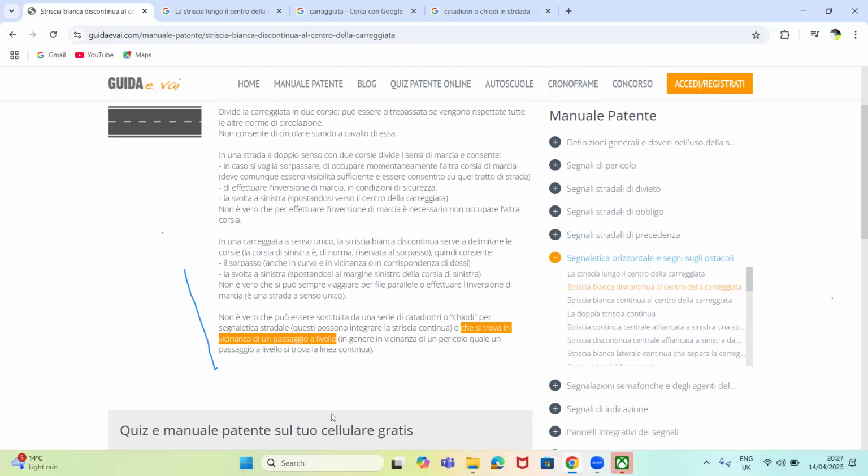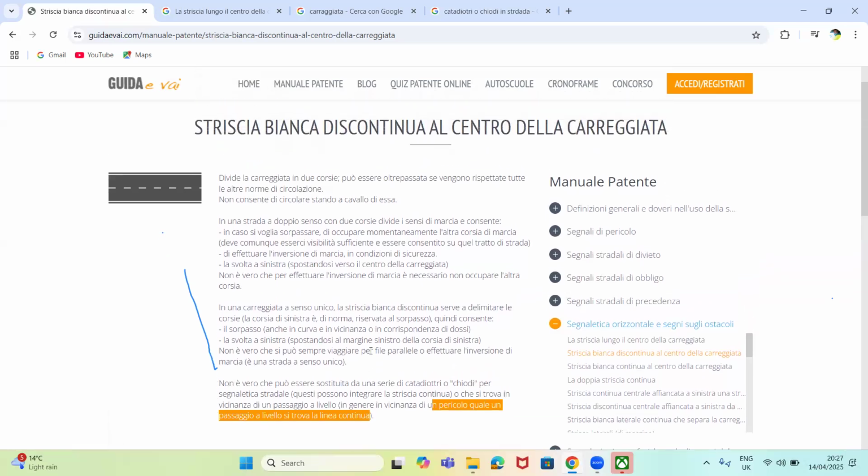And it makes sense. In genere, in vicinanza di un pericolo, because passaggio a livello is a type of pericolo. What you will find there is what? Si trova la linea continua. Is it clear now, guys? With this, we close the cycle of this continuous line. Now we have done a big revision even for the new students, so you don't get any complaint, any excuse anymore. Is there any question here, guys?